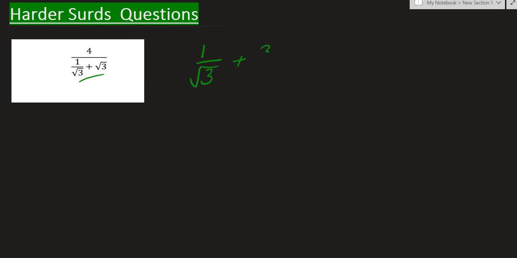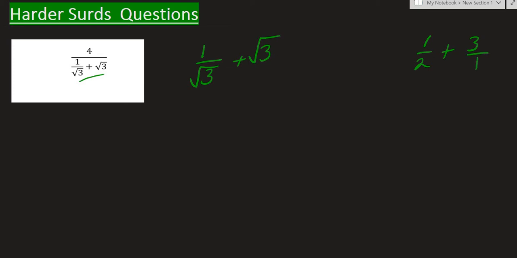plus root 3. A lot of people wonder how we can do this one, and this is easy as well. Think of this as a fraction. Let's say we have a half plus 3. How are we going to do this one? What's the denominator over here? It's going to be 1.